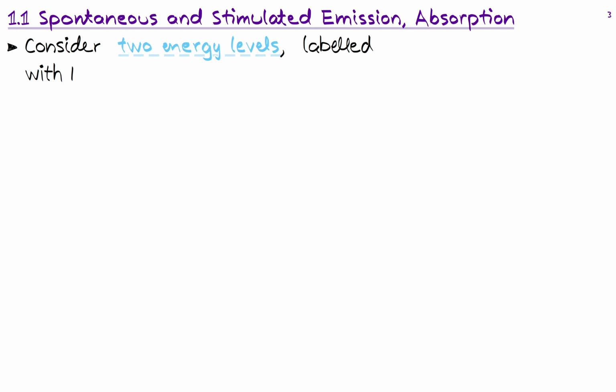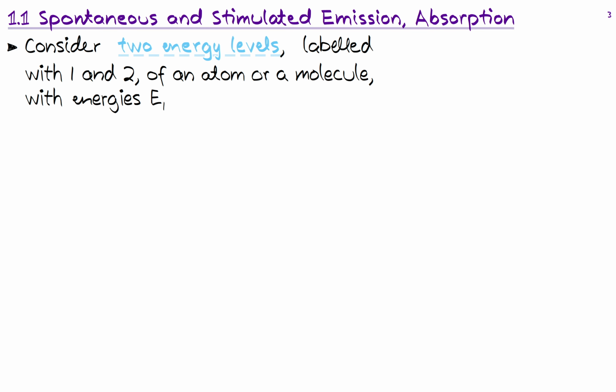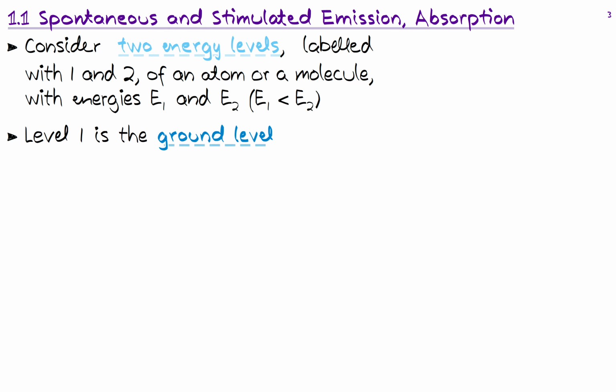So let's just get started by considering two energy levels that we just label with numbers 1 and 2. And these two energy levels would be describing a system consisting of atoms or molecules. So essentially these different energy states are also associated with respective energies E1 and E2, and the notation goes in a way that the energy E1 is smaller than E2.